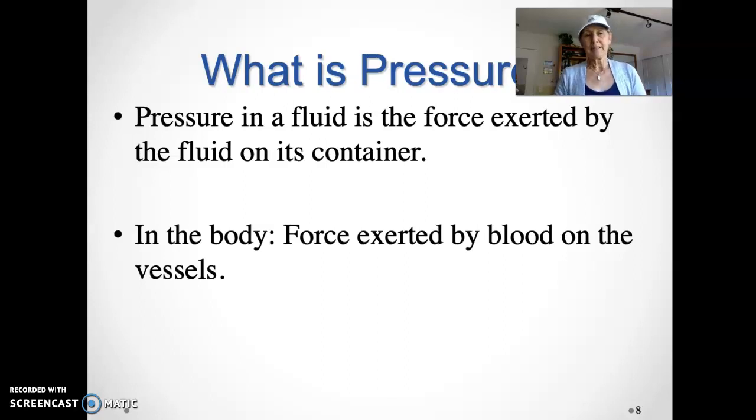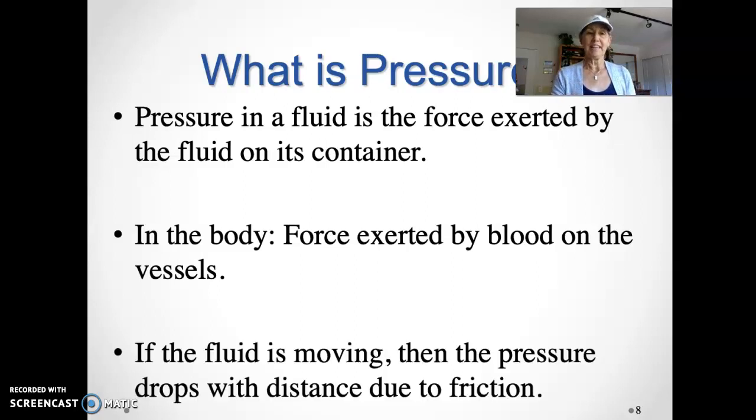And so I'm explaining the force exerted by blood on the vessels, right? And if the fluid is moving, which it is in your blood, then the pressure drops with distance due to friction. See if that makes sense. If you have a big long tube and along it comes this fluid, the pressure at the beginning of that tube is going to be different from the pressure at the other end of the tube because there's friction as it goes along that container, and it's going to drop.